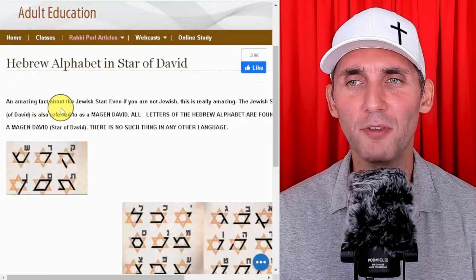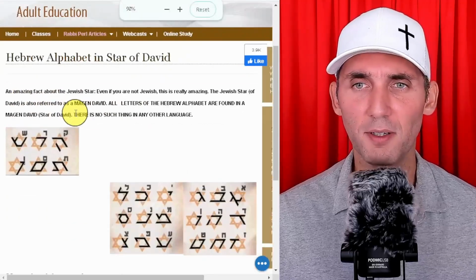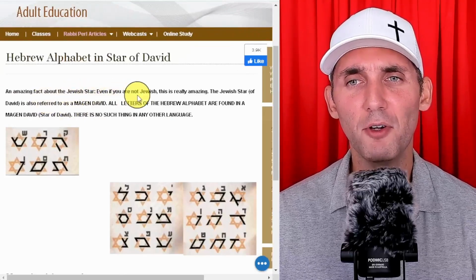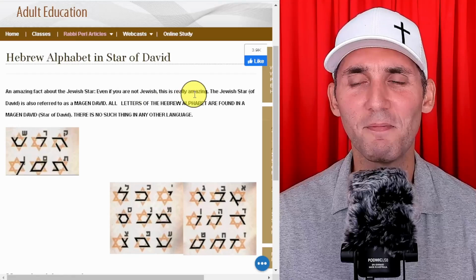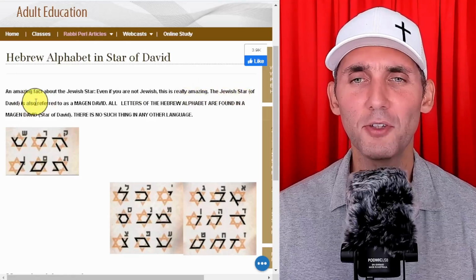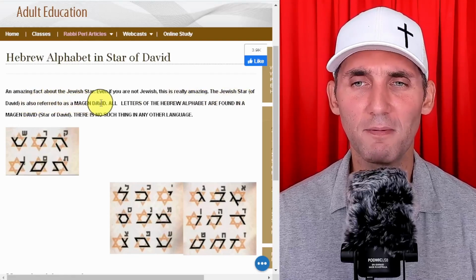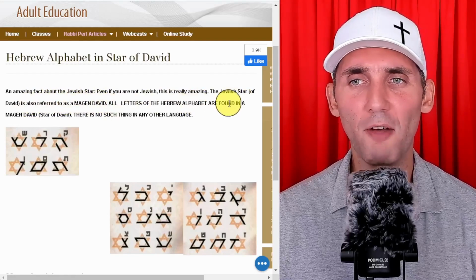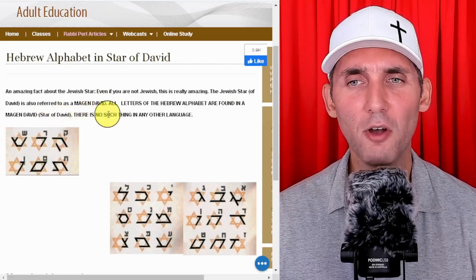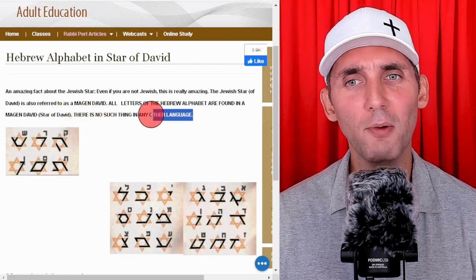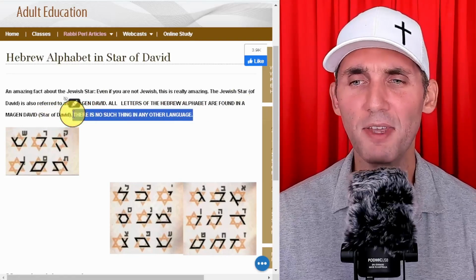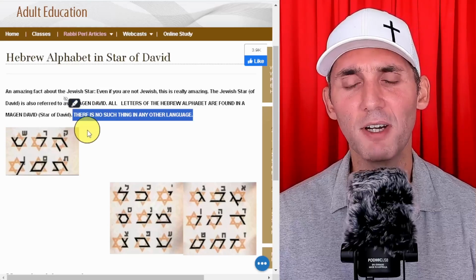An amazing fact about the Jewish, if I can zoom out here, there we go. About the Jewish star. Even if you're not Jewish, this is really amazing. The Jewish Star of David, which is not the Star of David, is also referred to as the Magen David. All letters of the Hebrew alphabet are found in a Magen David or a Star of David. There is no such thing in any other language. I wonder why. Can you guess why? I think I can guess why. I can take a very educated guess.